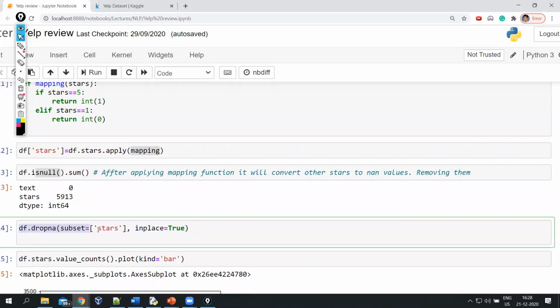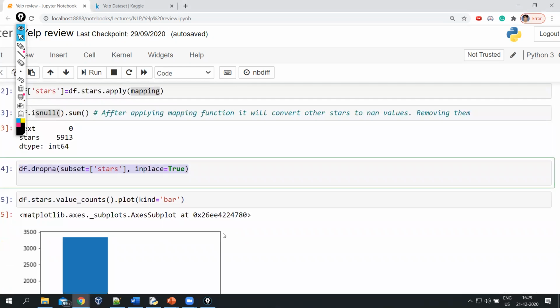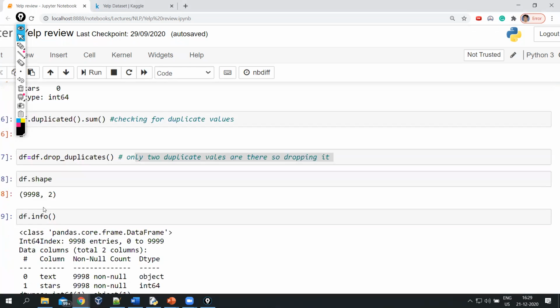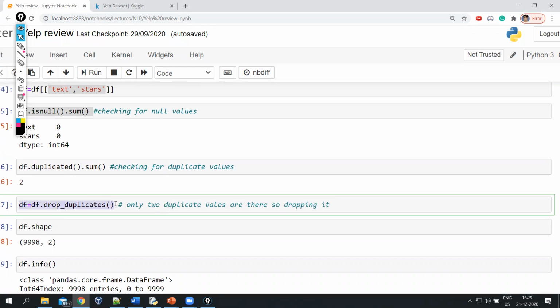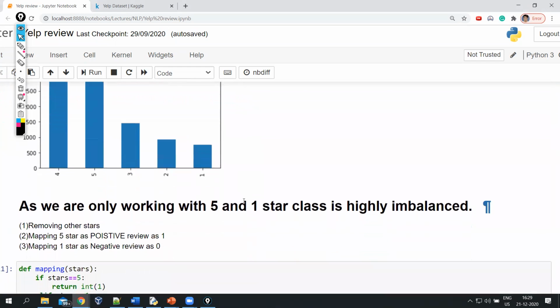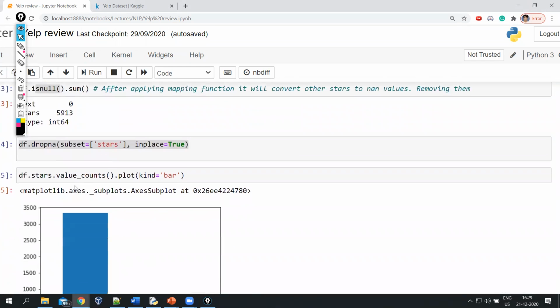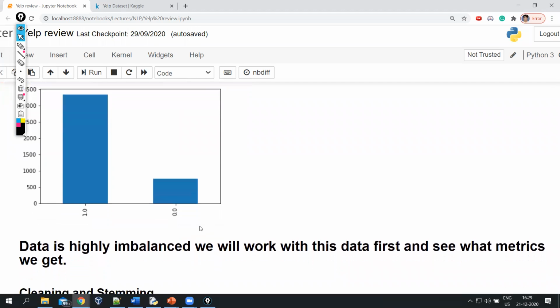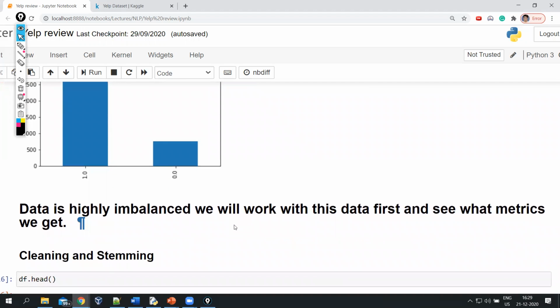I will drop those null values simply using the dropna function. And inplace equals True means you don't need to assign it again. Like I have assigned here again to df, if I use inplace here, I can remove this highlighted part. So inplace equals True makes the changes in the data frame itself. Simple. After that I checked how my class looks. I have more positive reviews than negative reviews. So basic data cleaning has been done. Data is highly imbalanced, but we will start working with it.